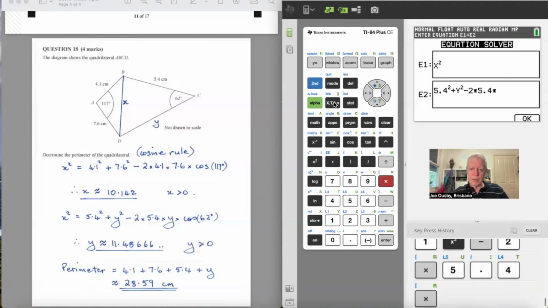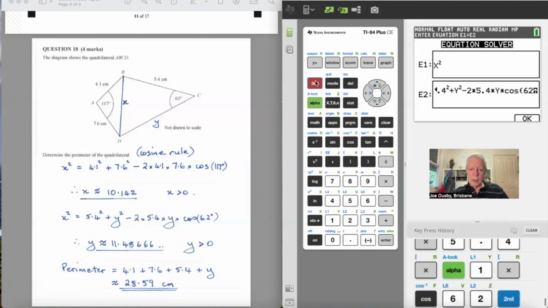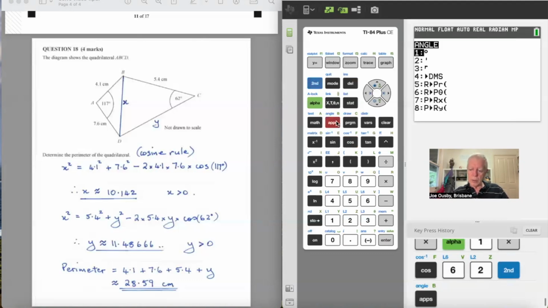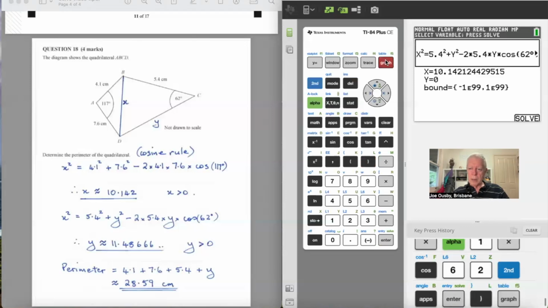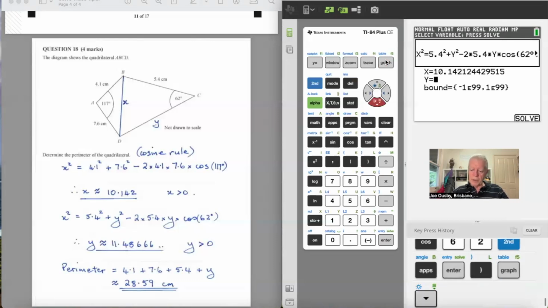And that's times y. And then I'm multiplying that by the cosine of, and I'm a slow learner here, it is actually 62 degrees. So I'm going to have to go back and change the angle setting to degrees, and closing the bracket, that's okay. So now 10.142, of course, is still there. It knows what x is. y is the one that I'm actually trying to solve. So I'm moving the cursor down onto the y to indicate this is where I'm looking.